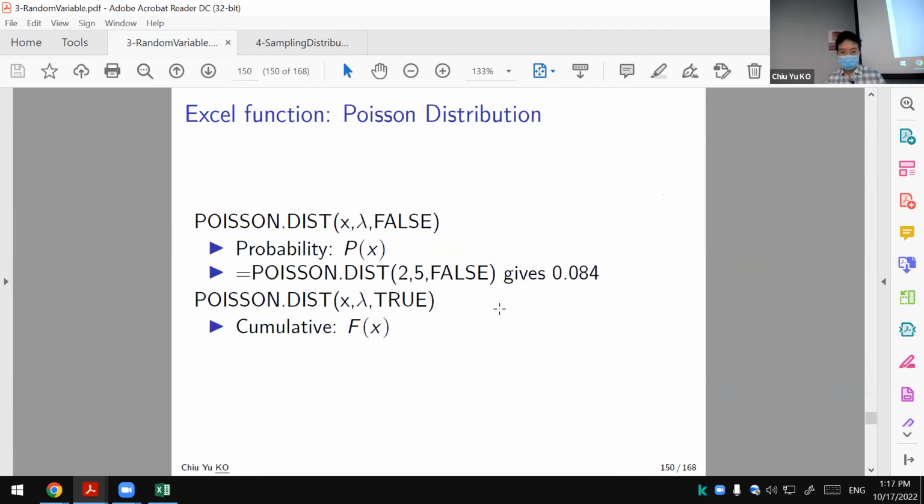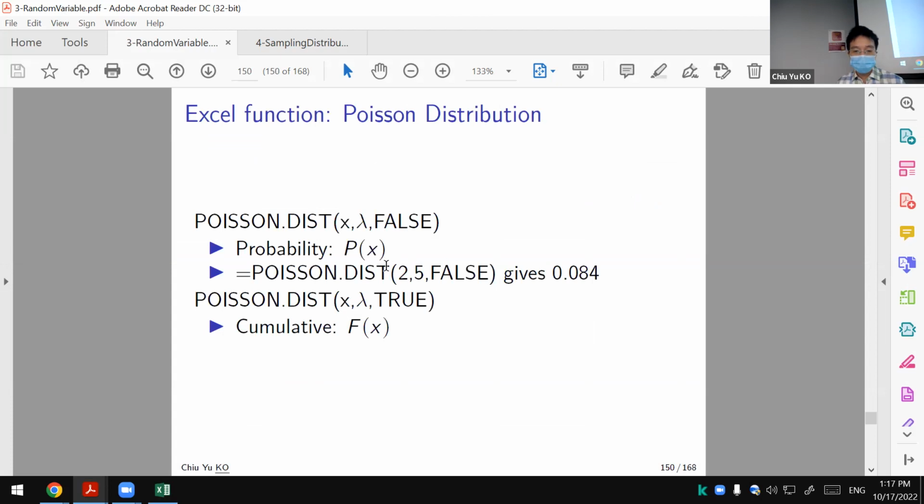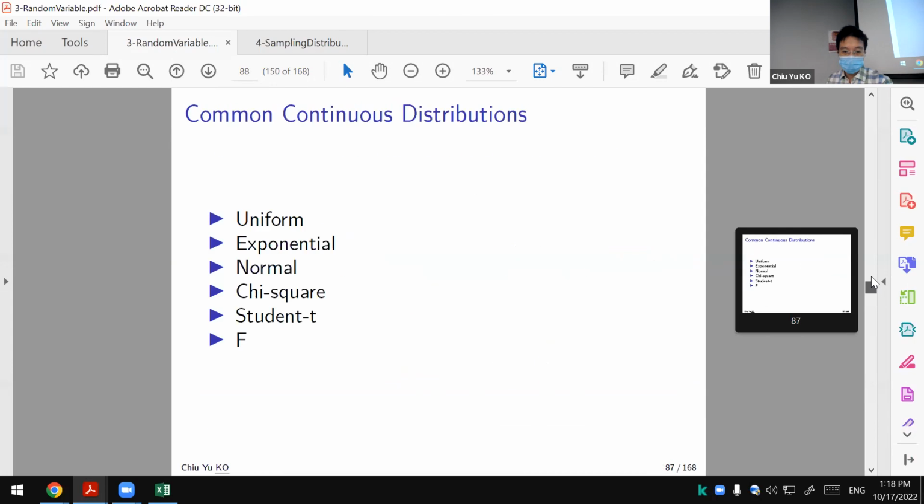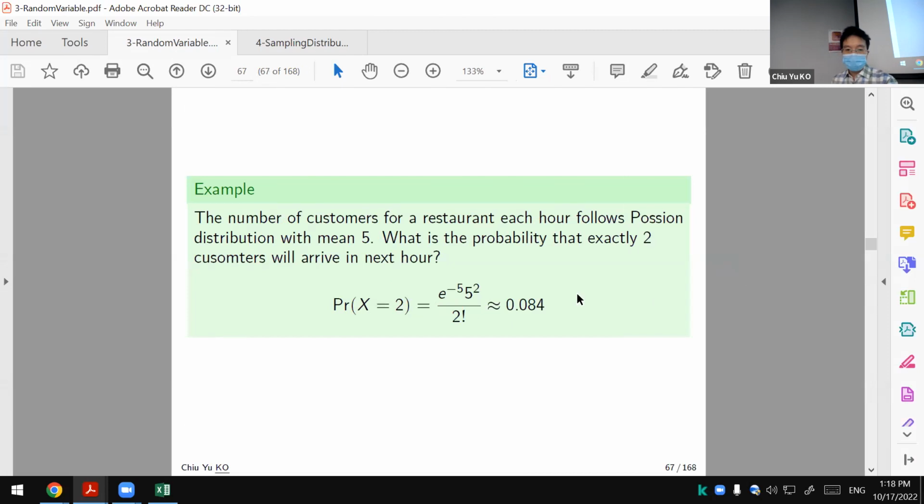So here the Poisson, you have X, lambda, false and true. So it's just X, and lambda here. And let's look at the thing we do, which is 5. So again, the mean of arrival is 5 people, with 2. This is exactly the same question as here. This is saying the number of customers arriving, the mean is 5, was exactly 2.